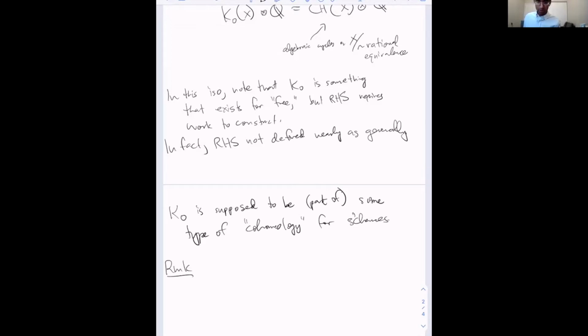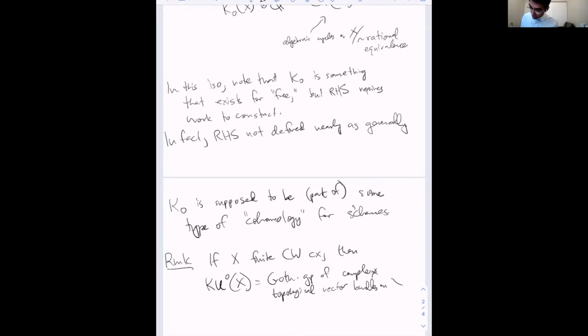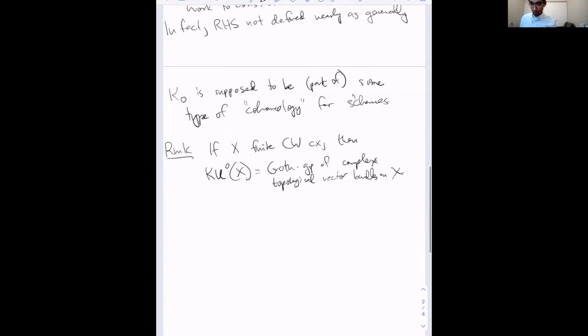Right. I guess the motivation for this comes from algebraic topology. So in algebraic topology, there's also a version of K0. So if X is a finite CW complex, then one defines what I'll write as ku^0 of X to be the Grothendieck group, defined similarly, of complex topological vector bundles. So you do the same construction, but for topological vector bundles instead of algebraic vector bundles.